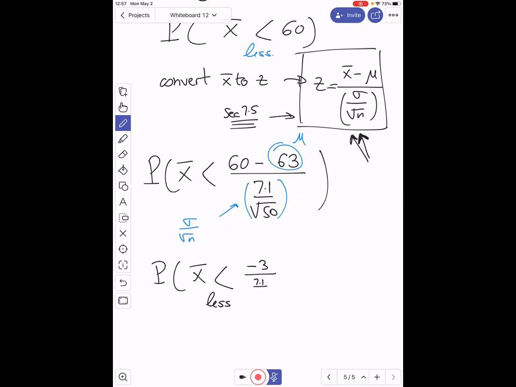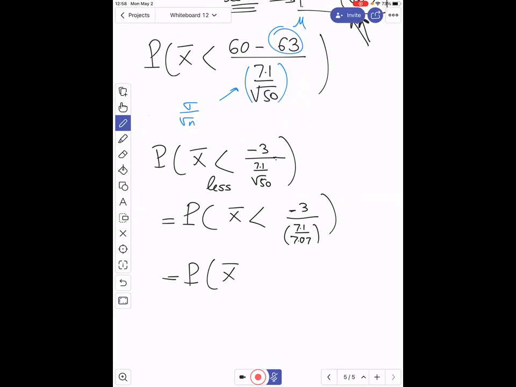7.1 over square root of 50, right? So then just compute this thing here, X bar, so -v. Now what's square root of 50? If you check your calculator, that would be 7.1 over 7.07, I think.